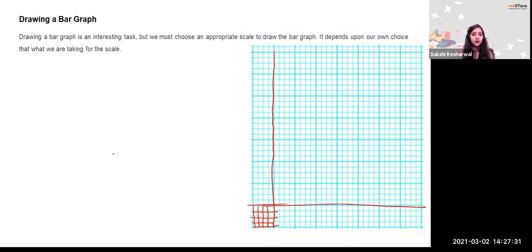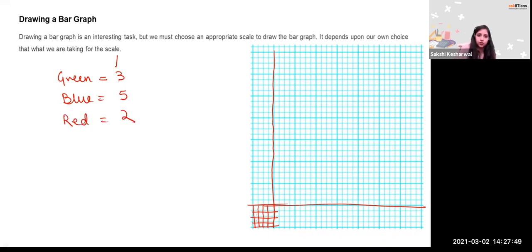Now I'll give you one example and I'll draw it for you. Green is being liked by how many students? Green is liked by 3 students, right? And blue is liked by 5 students, and red is liked by 2 students. This is the frequency, and this is your color, by the color.